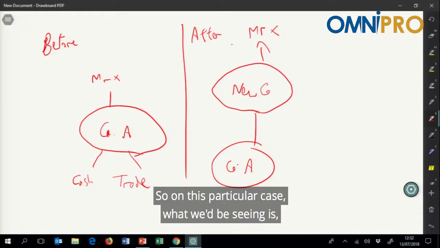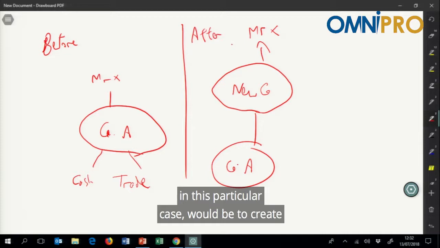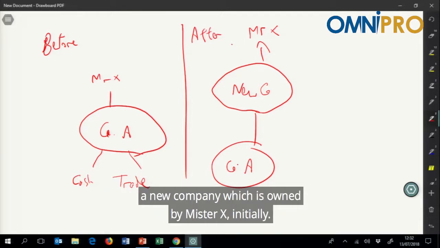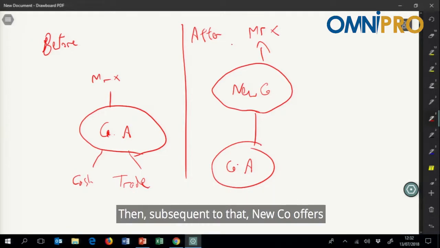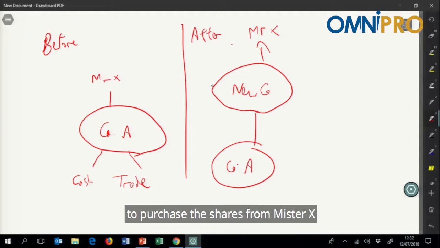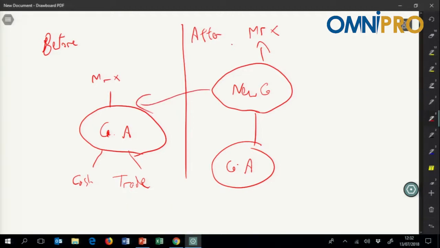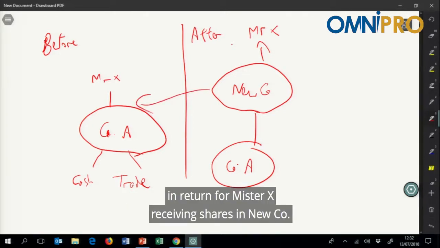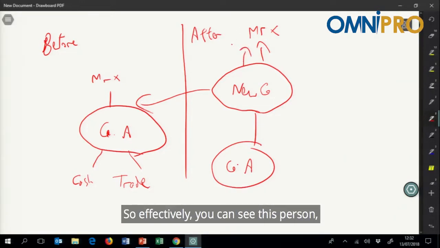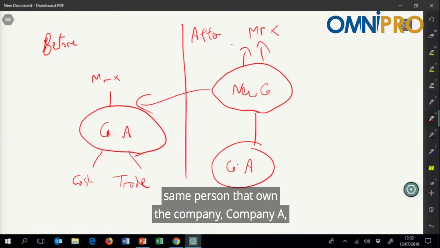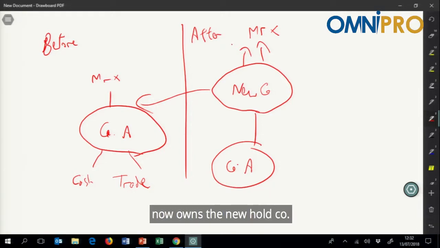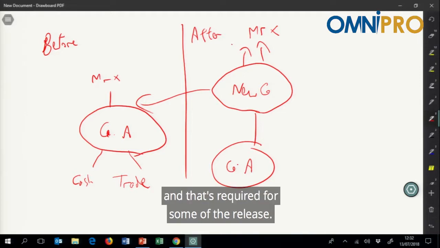In this case, we would create a new company which is owned by Mr. X initially. Subsequent to that, NewCo offers to purchase the shares that Mr. X owns in Company A, in return for Mr. X receiving shares in NewCo. So effectively, you can see the same person that owned Company A now owns the new holdco. The proportions haven't changed, and that's required for some of the reliefs.